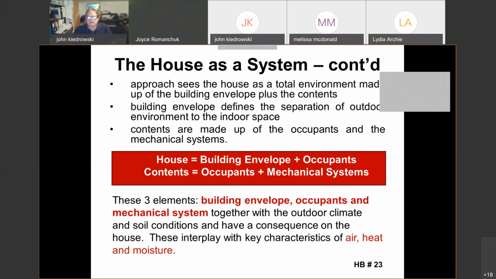So these elements, together with the outdoor climate and soil conditions, if we think about the outdoors now, the changes of temperature and the soil conditions. Do we have a lot of groundwater? Are we located in a place where we're high and dry, so to speak, as opposed to low and potentially wet? And certainly we have to consider our proximity to large bodies of water, and how much groundwater we have around our house. So these interplay with the key characteristics of the air, the heat, and the moisture that we talked about last time.